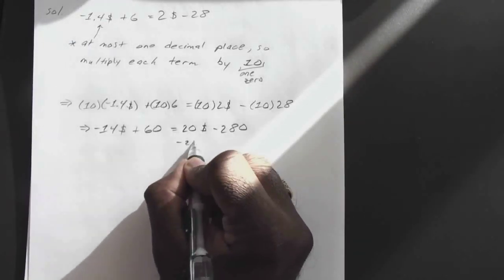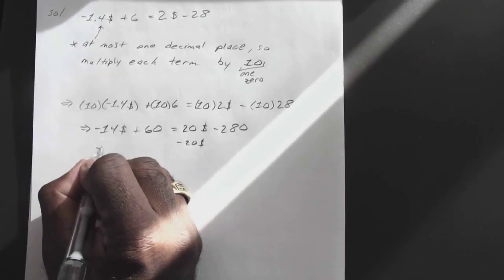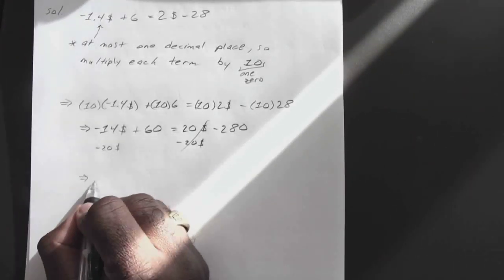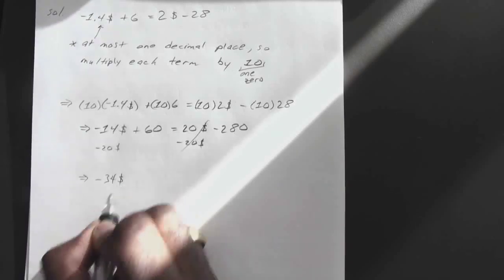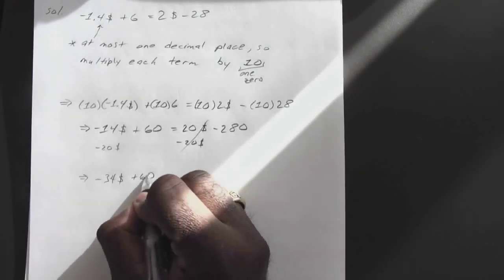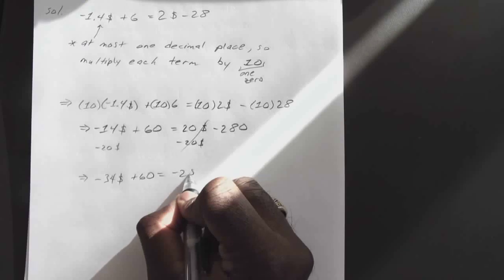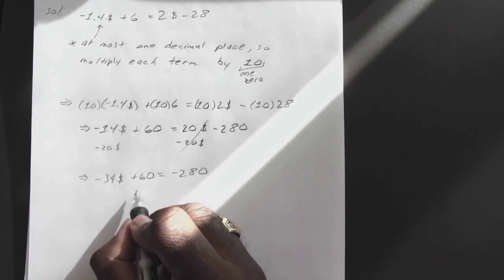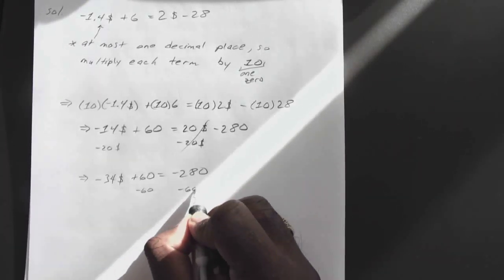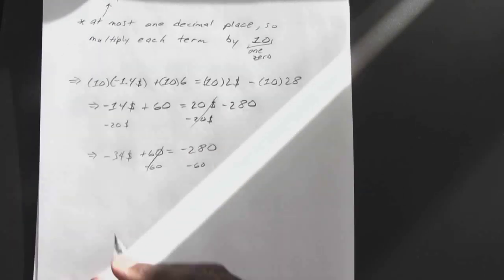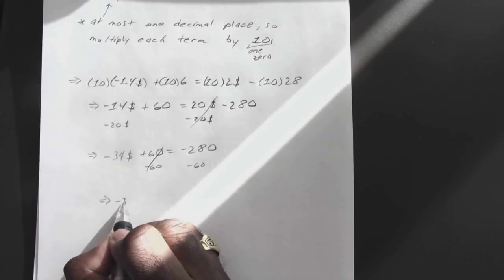Okay. So now we just go ahead and solve for s. So subtract 20s from both sides, or you can add 14s. Either one would work. Where these two cancel out. So you have negative 34s plus 60 equals negative 280. If we subtract 60 from both sides, it gives you negative 34.